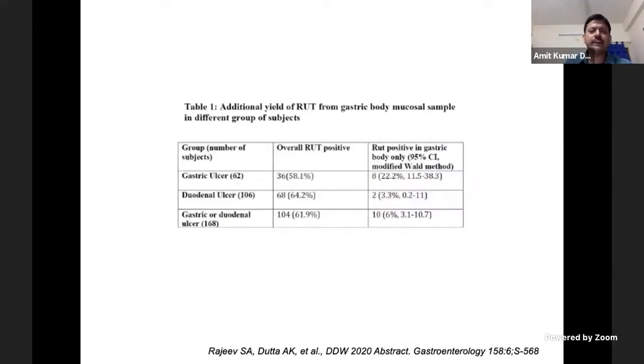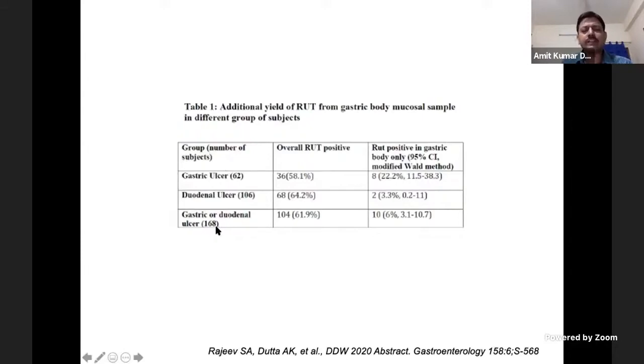And just to highlight again, because this is one of the most commonly done invasive tests when you're doing endoscopy, the commonly done test for H. pylori is a rapid urease test. Just to highlight the point again that when you do this test, please take biopsy from both antrum as well as body.